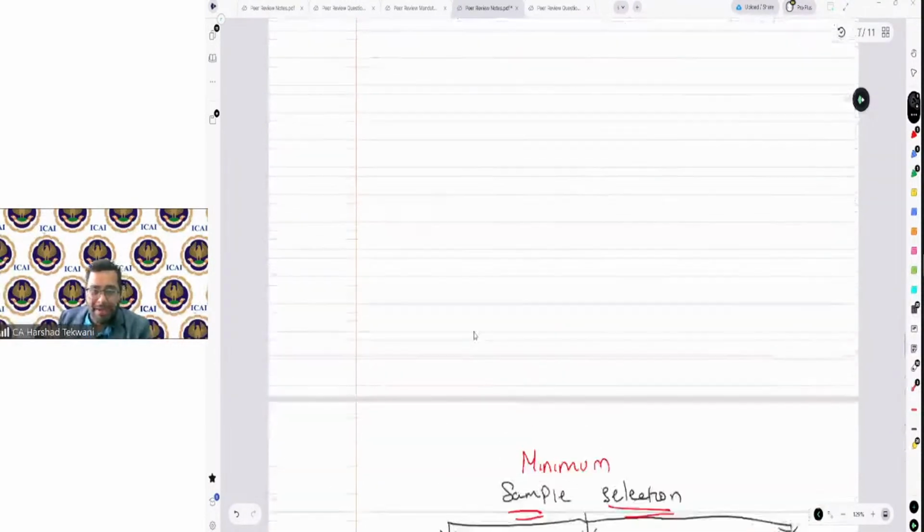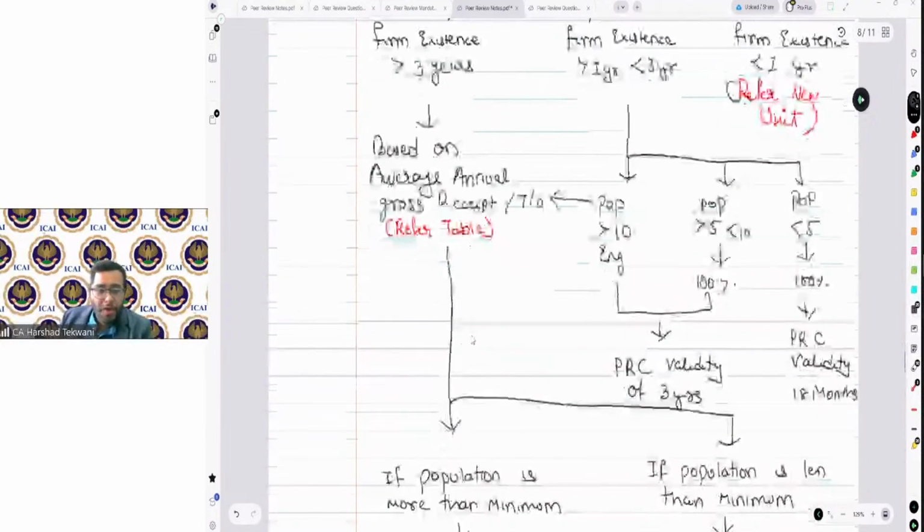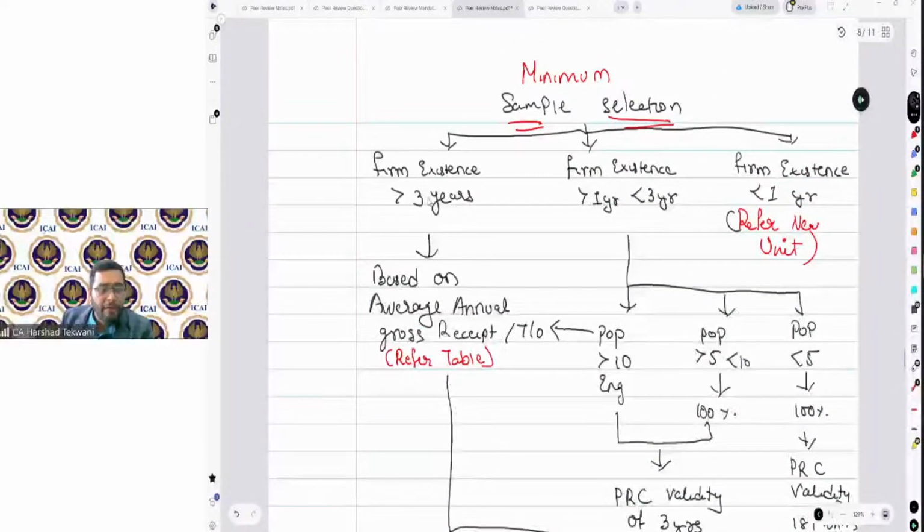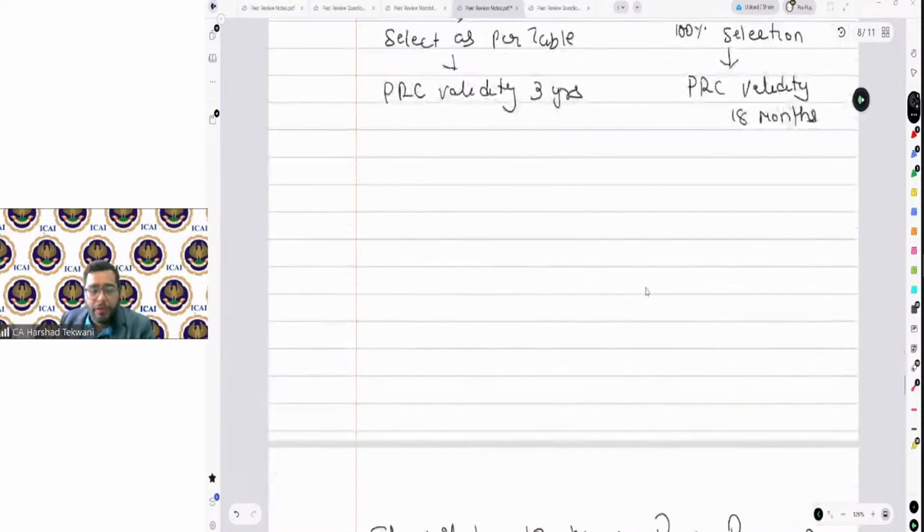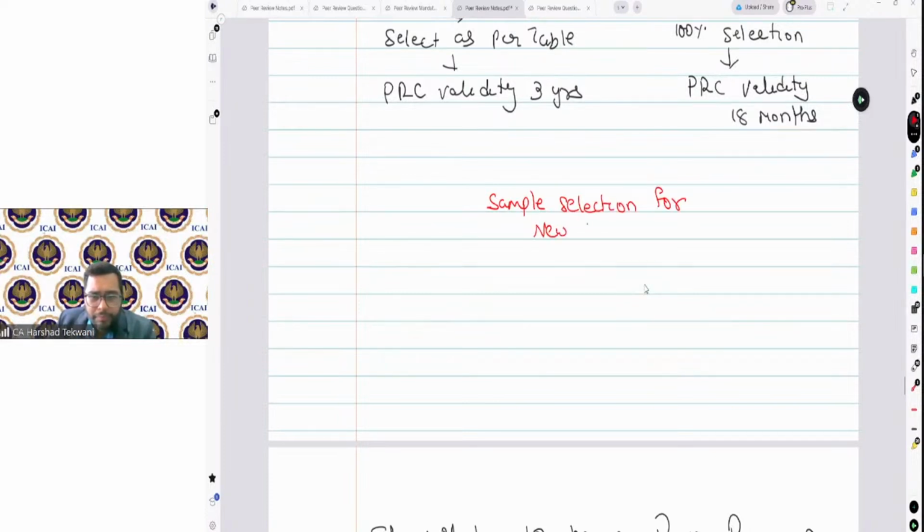If you see, when we discussed the sample selection guidelines, we discussed based on the firm's existence, like greater than 3 years, greater than 1 year but less than 3 years, and for less than 1 year, we said refer to new unit. Okay. Now, in case of a new unit, sample selection for a new unit, by default, it is 100%.